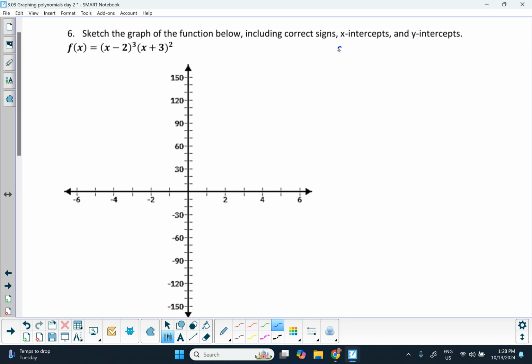So, when you graph a polynomial, it's a 4-step process. The first step is to determine the end behavior, which I'm abbreviating as EB. Notice that our function is already factored, it's not in standard form. So we have to do a little bit of work to get the first term.